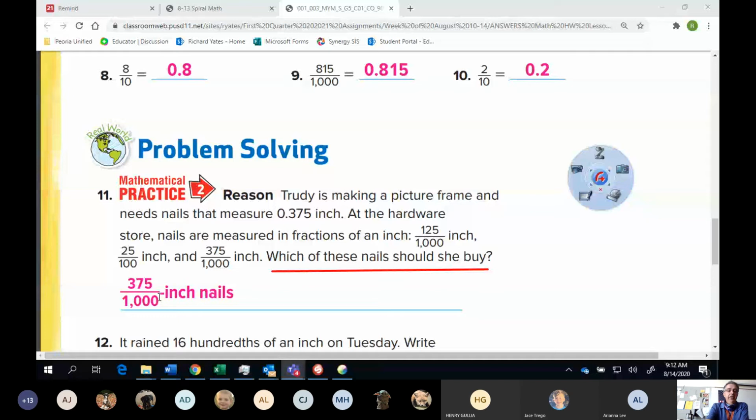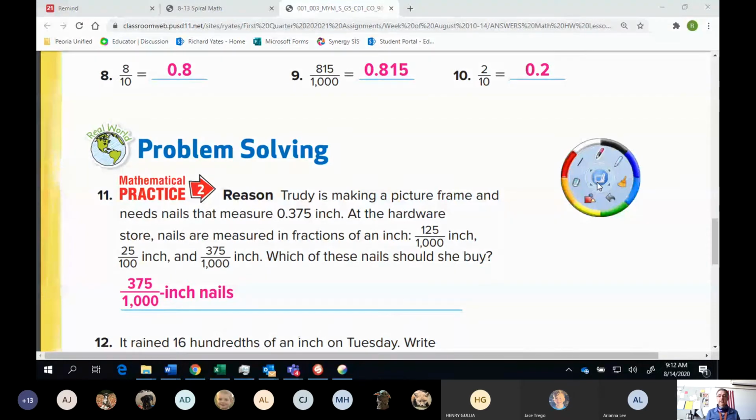The correct answer here is that Trudy should buy, and let me show you what I would say here. Trudy should buy 375 over 1000, our fraction, inch nails. You also want to have the word Trudy on here. You could also say she, and also want the word buy in there as well. So make sure you have all those in there, boys and girls.